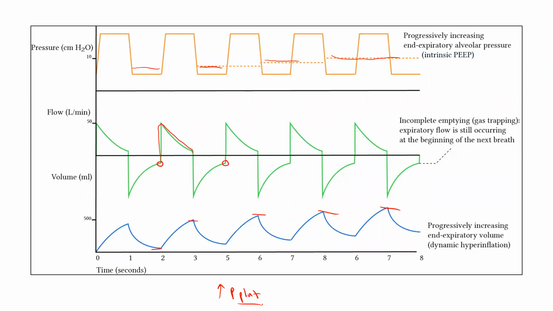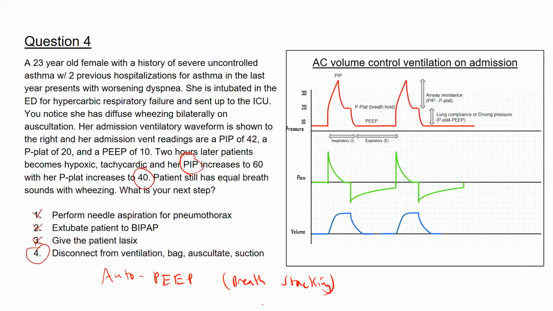So what do you do in these situations? For these patients, if you think they're breath stacking, you disconnect them from the ventilator, you bag them, and you auscultate, obviously. The plateau went up, so you want to make sure they didn't have a pneumothorax. And then you also suction them as well. So that's kind of what you want to do when the patient's breath stacking. And in some questions I've seen, you press on their chest and have them expire fully before you put them back on the ventilator. But the biggest thing you really want to do is disconnect them from the vent and stabilize them.